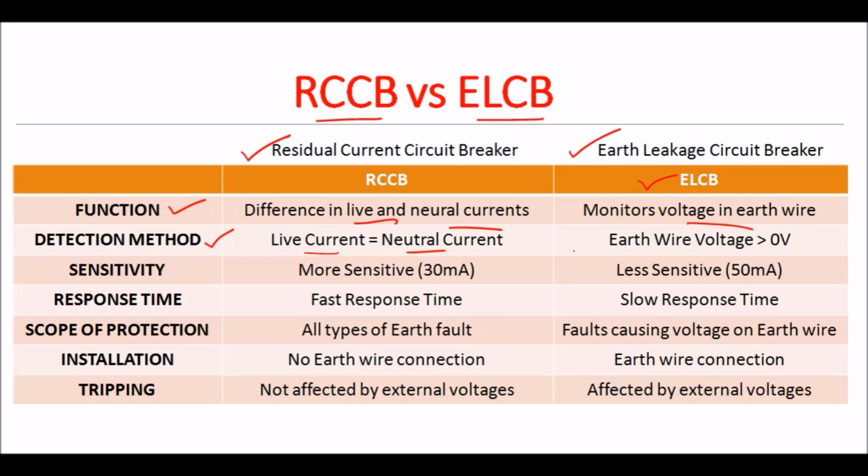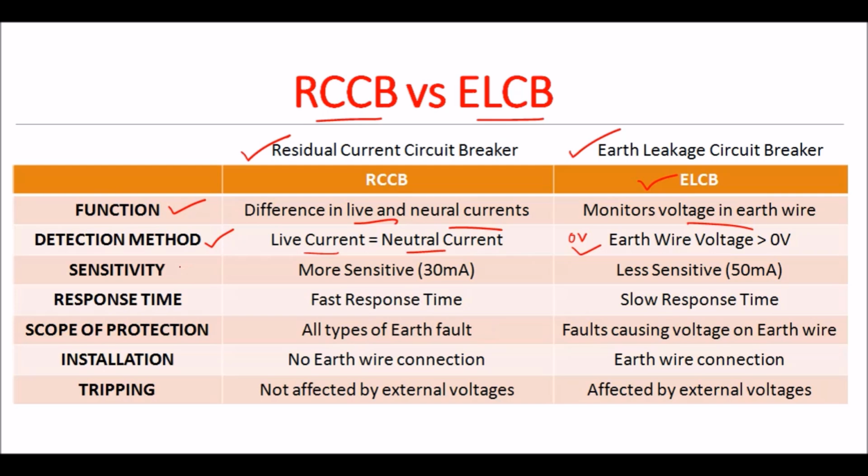In the case of ELCB, it is voltage operated, so it detects voltage on the earth wire. If the voltage exceeds a certain threshold, the ELCB trips. Usually the earth wire voltage, in the ideal scenario, is 0 volts, but there will be a few volts in the earth wire. So there will be a threshold. If the voltage exceeds that threshold, then the ELCB will trip.